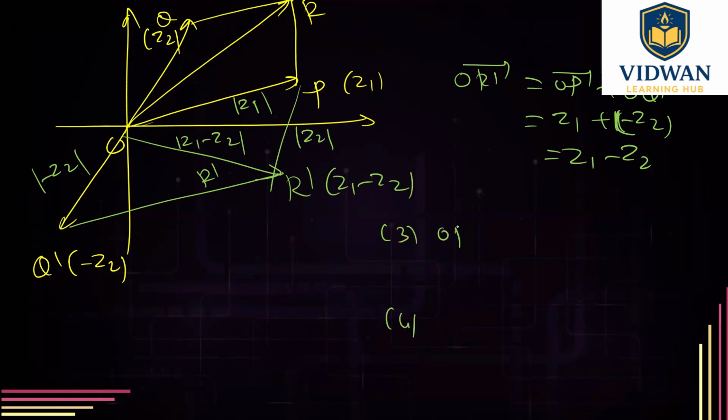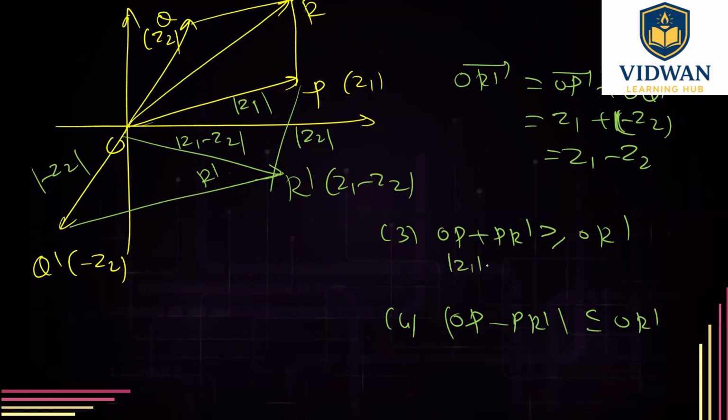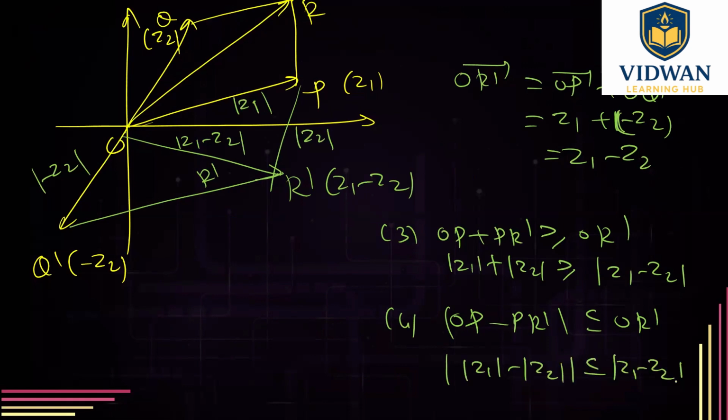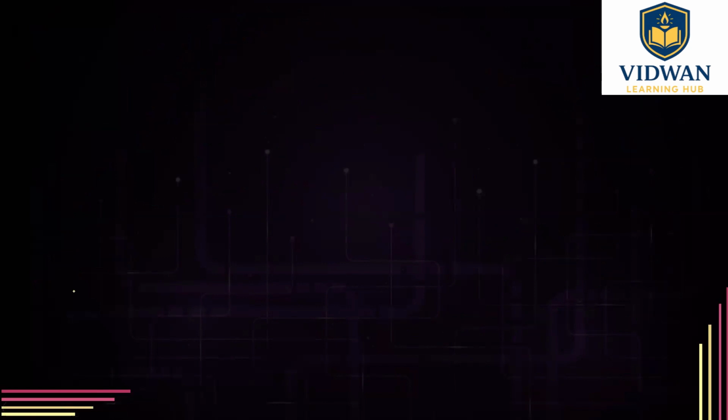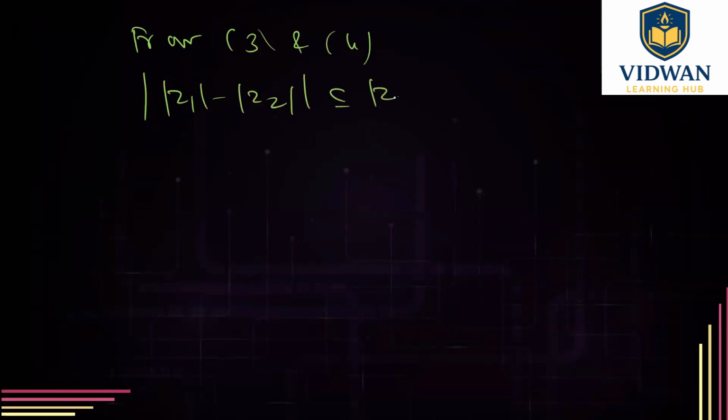So the sum of two sides, OP plus PR dash, is greater than or equal to the third side, OR dash. And the difference of two sides, OP minus PR dash, put a mod for this, is less than or equal to the third side, again OR dash. So this is nothing but mod Z1 plus mod Z2 greater than or equal to mod of Z1 minus Z2. And this is the same as mod of mod Z1 minus mod Z2 less than or equal to mod of Z1 minus Z2. So from 3 and 4, what is the conclusion you are going to get? When you combine, you'll get modulus of mod Z1 minus mod Z2 less than or equal to mod of Z1 minus Z2 less than or equal to mod Z1 plus mod Z2.